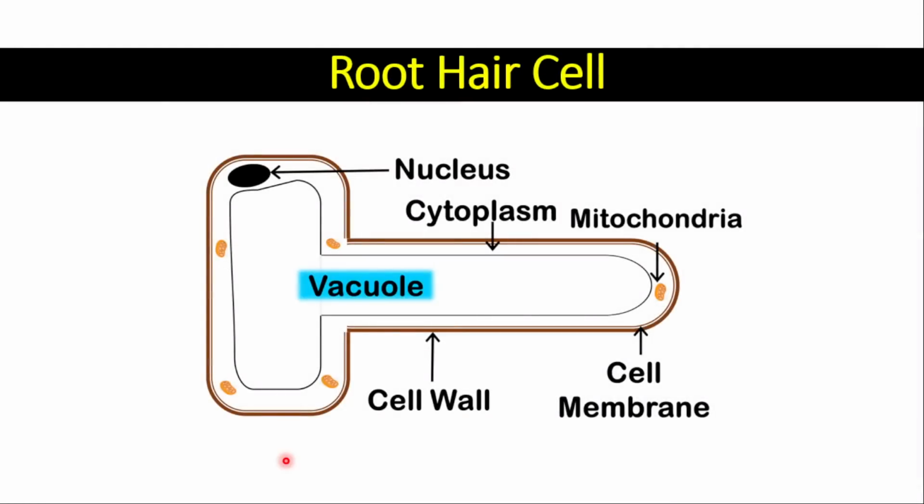All right, root hair cell. Need to know about root hair cell. The root hair cell is very important in terms of increasing surface area for roots to absorb water and mineral salts. Root hair cells have a large vacuole. Just like a regular cell, there will be mitochondria, cytoplasm, a nucleus, a cell wall, and a cell membrane, just like a regular cell.